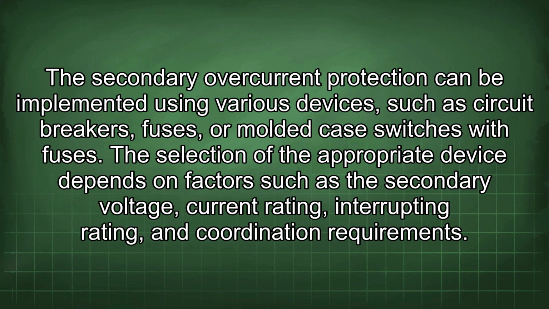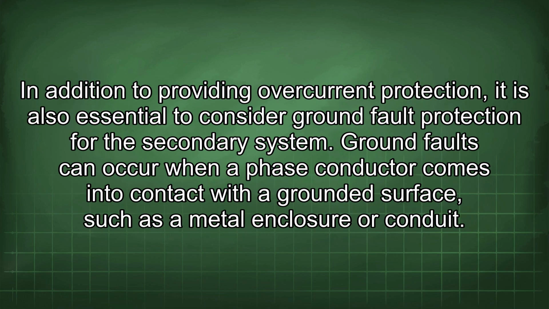In addition to providing overcurrent protection, it is also essential to consider ground fault protection for the secondary system. Ground faults can occur where a phase conductor comes into contact with a grounded surface, such as a metal enclosure or conduit.